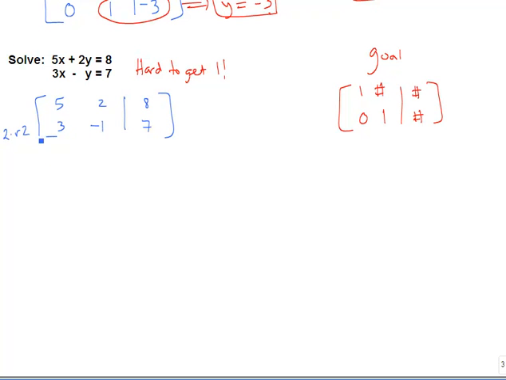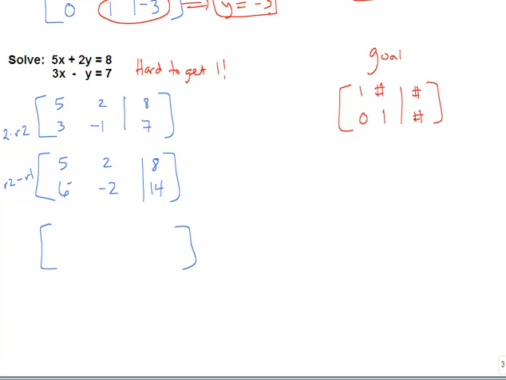Now you could also do this in one step. I'm going to show it to you in 2 just so that it's a little bit more clear what we're going to do. I'm going to leave the top row alone, and all I'm going to do is multiply this second row by 2. So 3 times 2 is 6, negative 1 times 2 is negative 2, 7 times 2 is 14. Now if I use these two numbers, 6 minus 5 equals 1, and that's what I'm trying to get at. So I can take row 2 minus row 1.